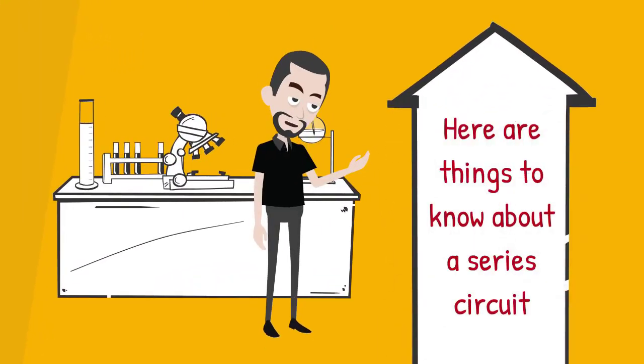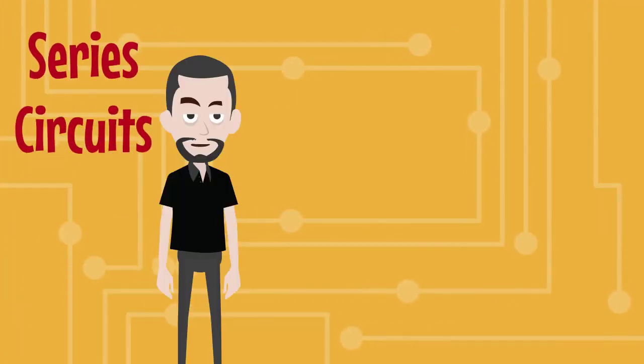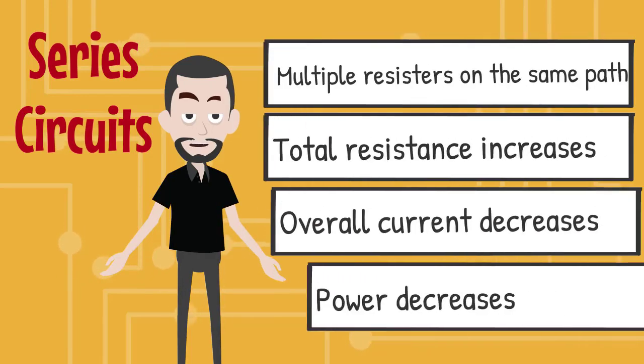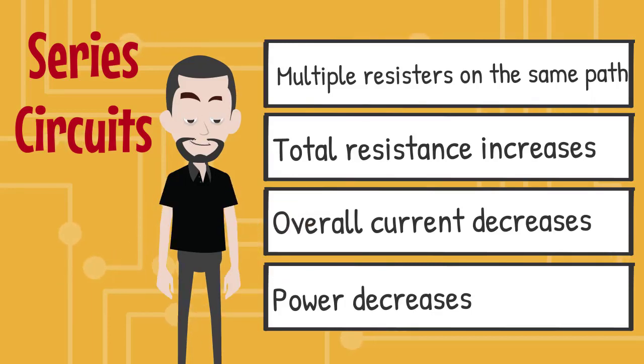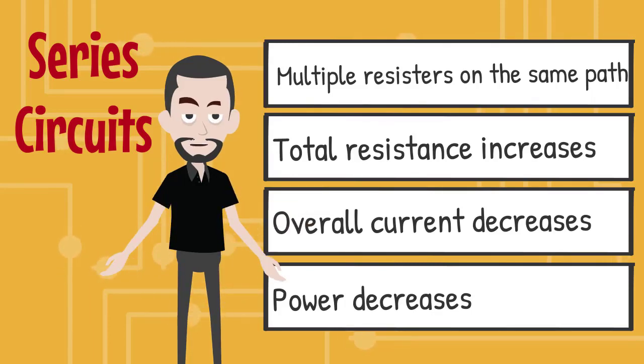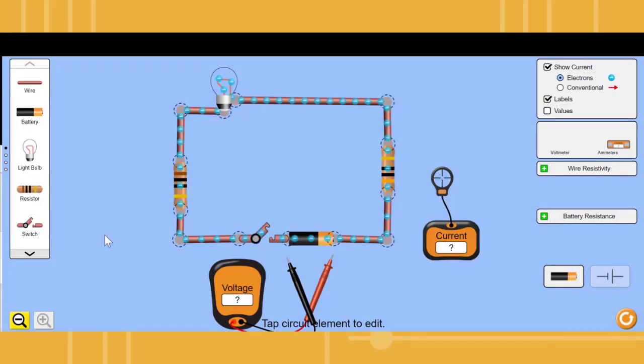So here's some things you need to know about circuits so that we can apply the vocabulary and those 4 equations. First, we're going to work with series circuits. These are circuits that have multiple resistors along the same path of current flow. In those, the total resistance will increase, which causes the overall current to decrease, which ultimately decreases the amount of power produced.